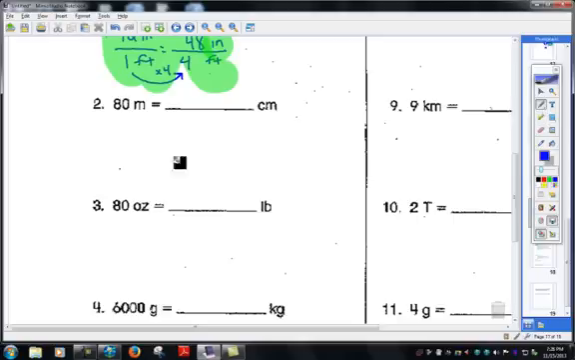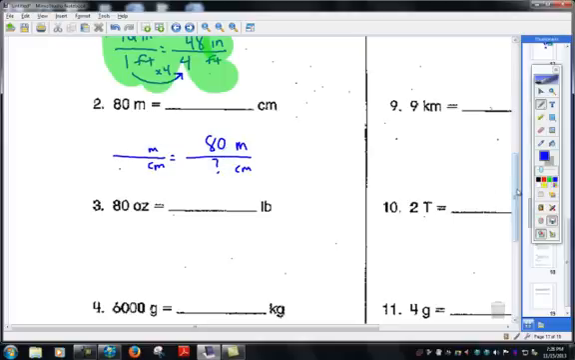Let's go down here to number 2. First of all, let's draw. We always start with this right here. Now we're going to be comparing meters to centimeters. I know they're giving me 80 meters and they're asking me for how many centimeters. So now I've got to figure out that fake ratio.